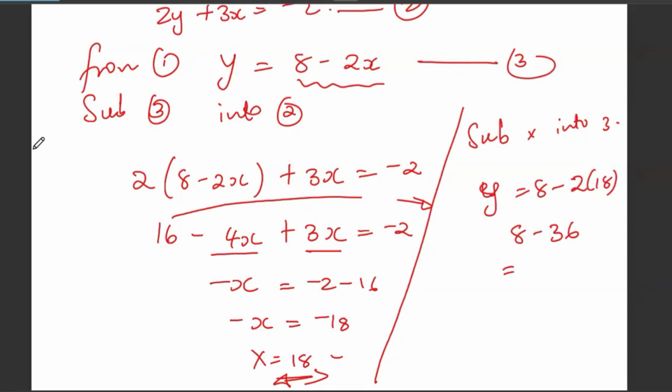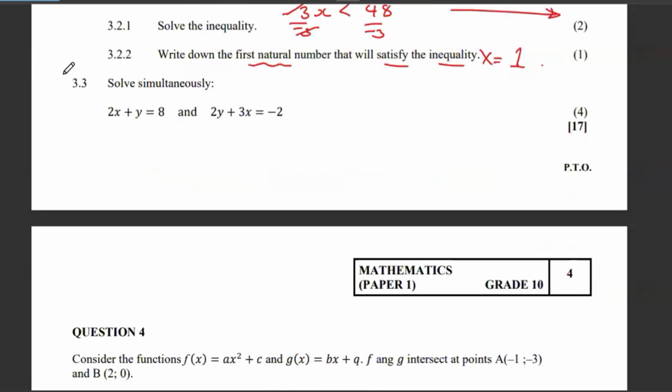It has something with 8 at the end. Guys, let me just use my calculator so that we don't get to answer. So y is negative 28. Okay, so that is how we go about with solving simultaneous equations.